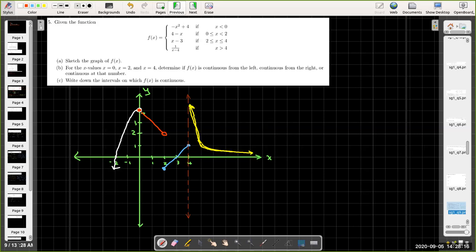Still working on how to draw graphs using this tablet, but it's something, and maybe I can clean it up a little bit using a smaller eraser.